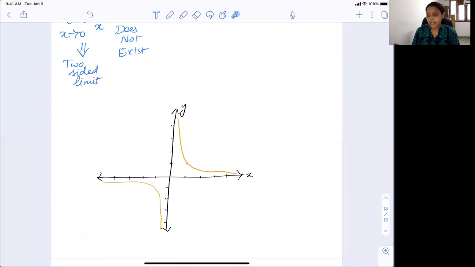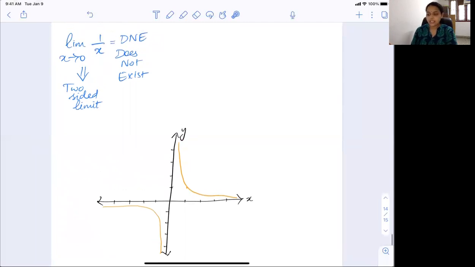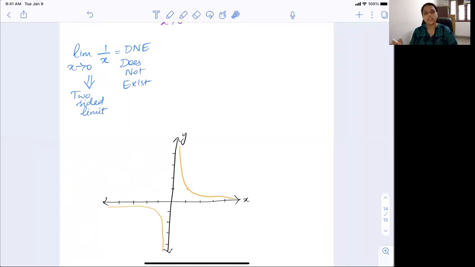So y is equal to 1 by x. For positive values of x, it looks like that. And for negative values of x, it looks like that. So that's just another example for you to understand the concept of two-sided as well as one-sided limits.